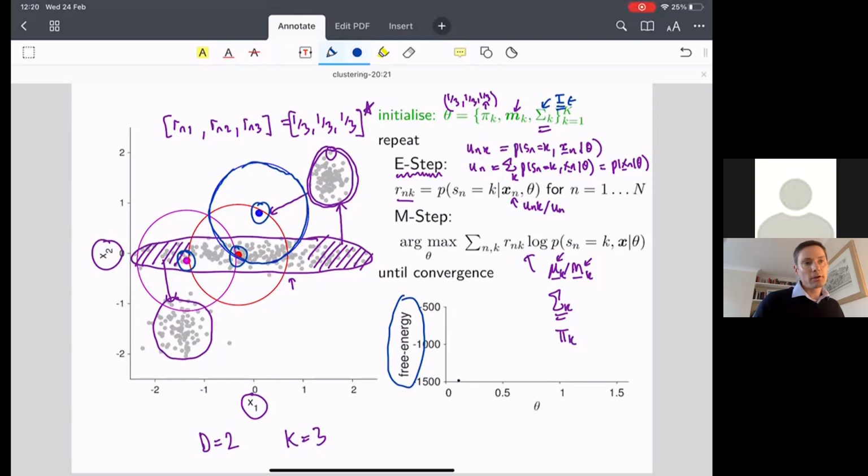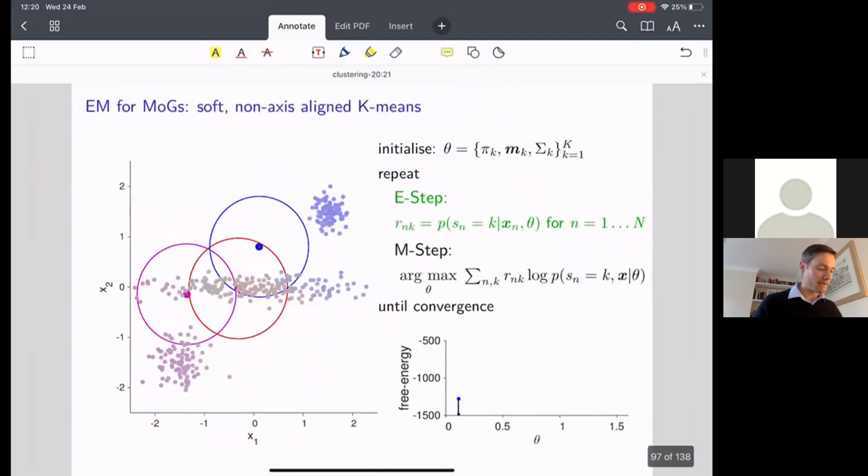Okay, and we're going to plot the free energy not as a function of the number of iterations, which is perhaps more usual and a perfectly fine thing to do, but as a function of one of the parameters of the clusters, and that's going to be important for the next example in a minute. So in this example, I plotted it as a function of the component of the mean of this cluster here. Okay, so now let's run the algorithm and see what happens.